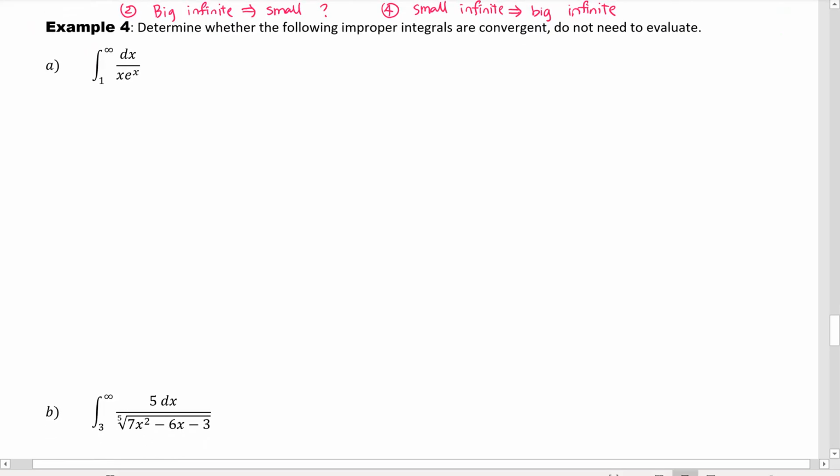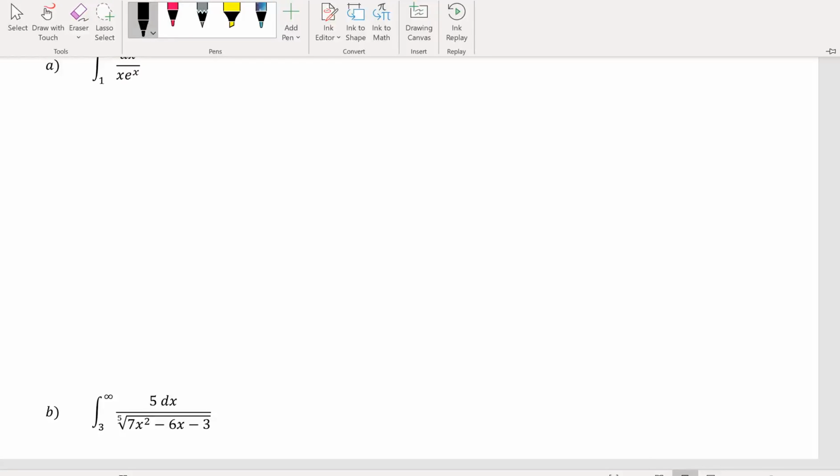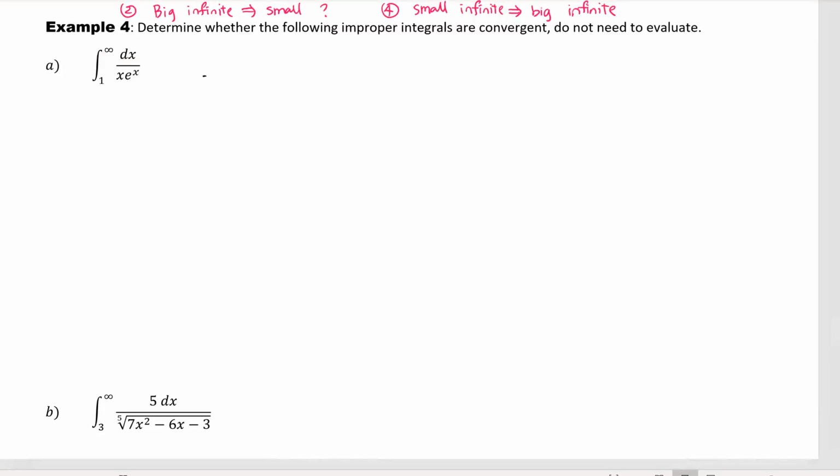So this is the function. Let me use the black color. We have 1 over x e to the x. What do we want to compare with? First of all, we don't know the integral of 1 over x e to the x, right? We know the integral of x times e to the x using integration by parts. But if they're in the denominator, we cannot integrate that. So what do we want to compare with?